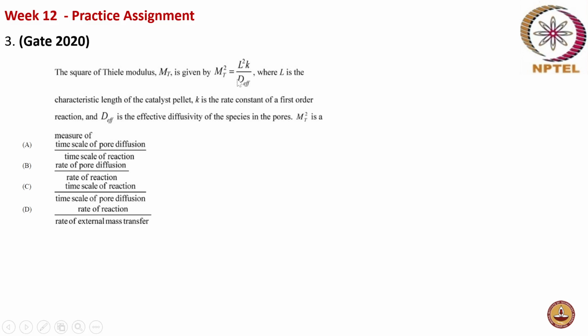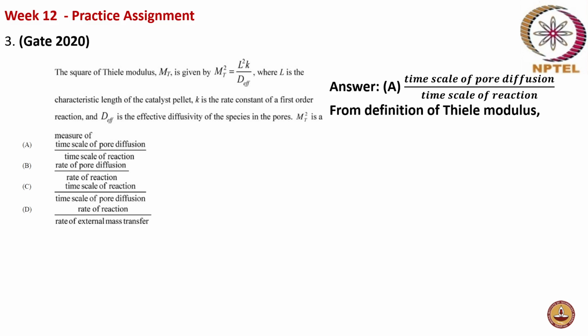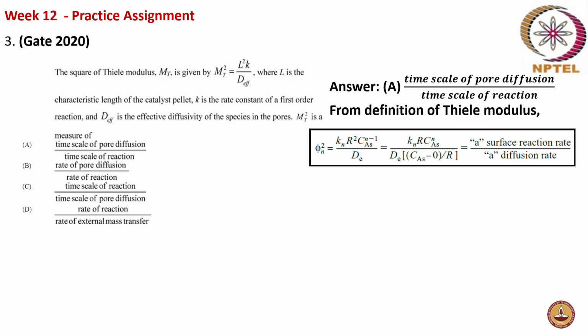So looking into the expression, L square into K by D effective is equal to MT square. So the answer is, the MT square, or in other words, the Thiele modulus, is a measure of time scale of pore diffusion by time scale of reaction. So how do we understand this? From the definition, Thiele modulus gives the ratio, phi n square is equal to surface reaction rate by diffusion rate. Okay.